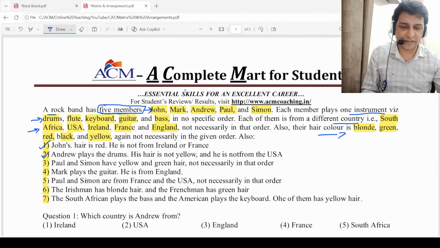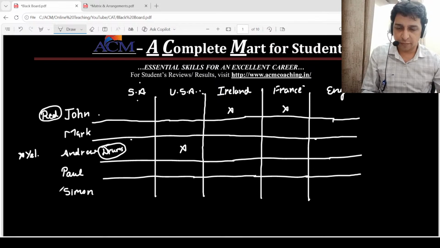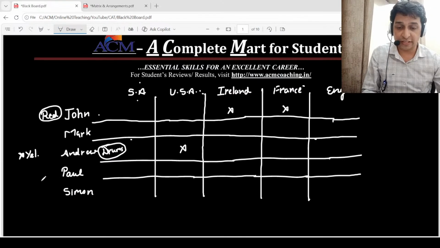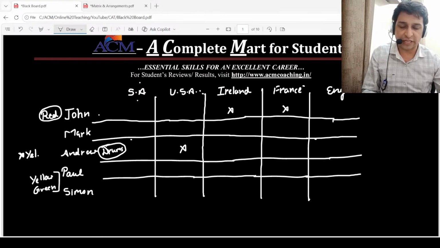Now Paul and Simon have yellow and green hair, but the order is not sure. So they can have yellow and green, but who is going to have which, we are not aware.